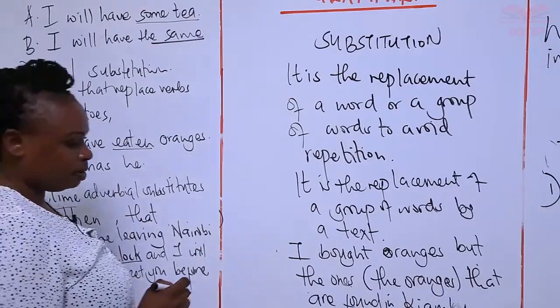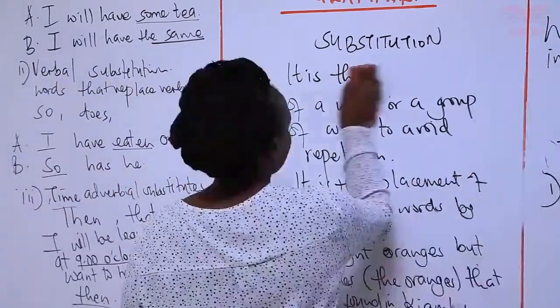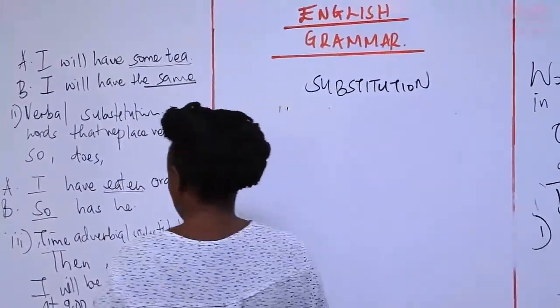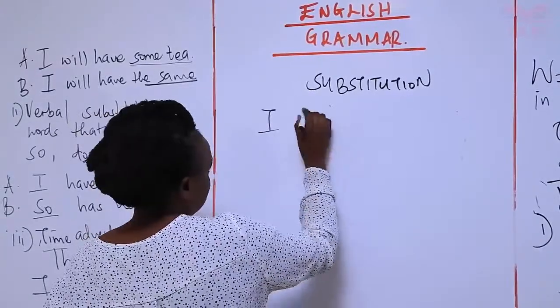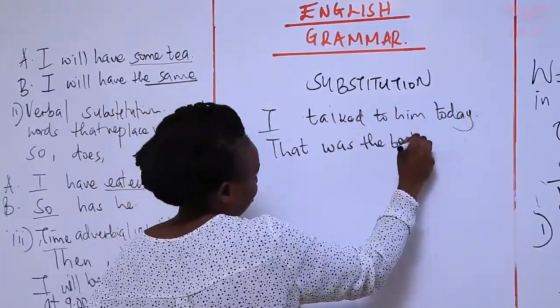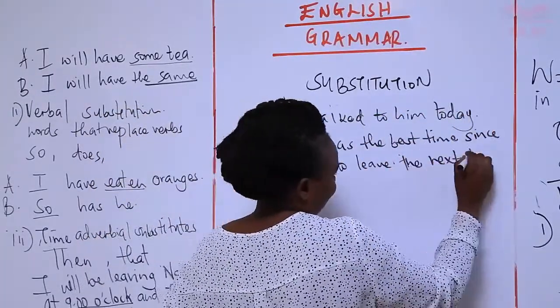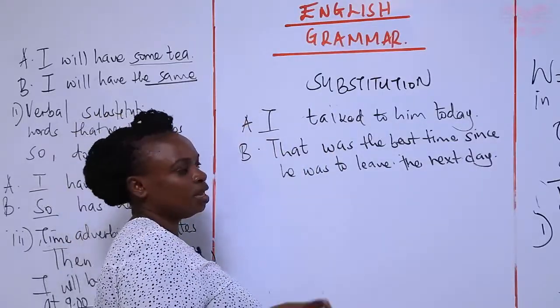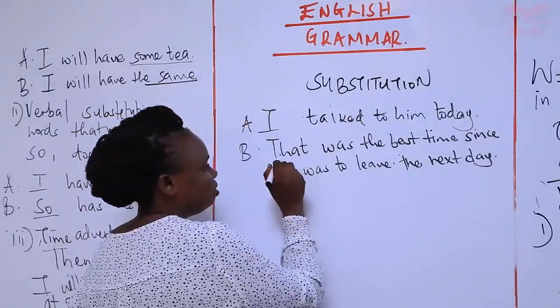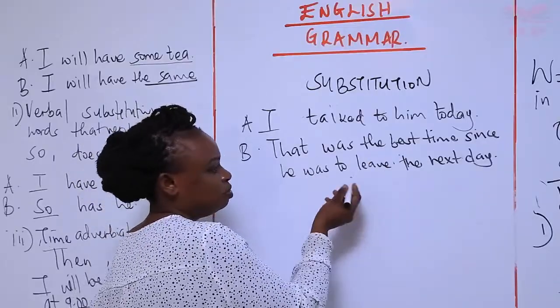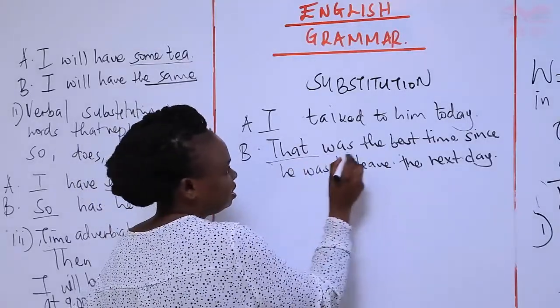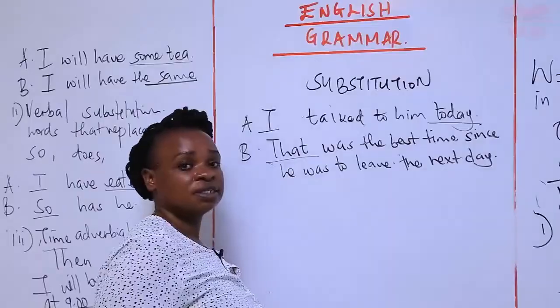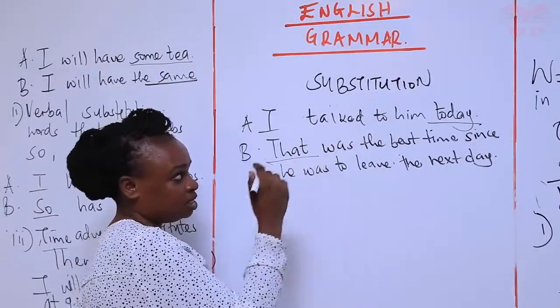Okay. Another example. Sentence A: I talked to him today. So that was the best time since he was to leave the next day. So that has replaced today. Okay, that has been used to replace today.